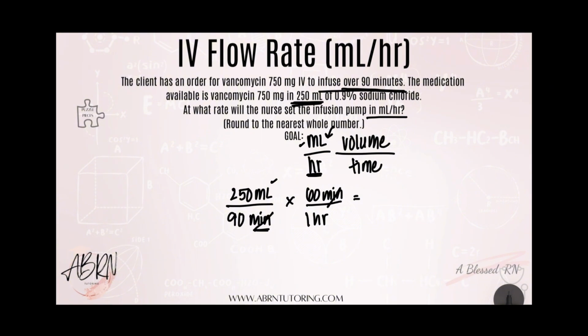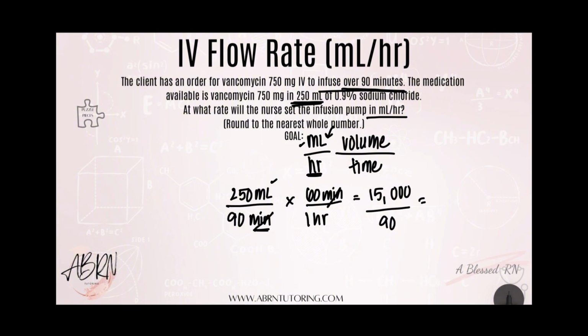We're going to multiply across the top, get a number, multiply across the bottom, get a number, and then we're going to divide the top by the bottom. So 250 times 60 is 15,000, and then 90 times 1 is 90, and then 15,000 divided by 90 is going to give us our answer.